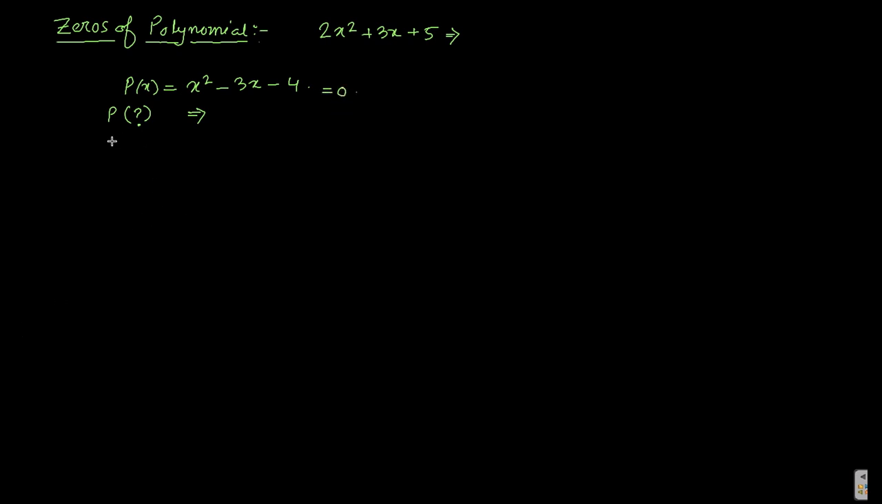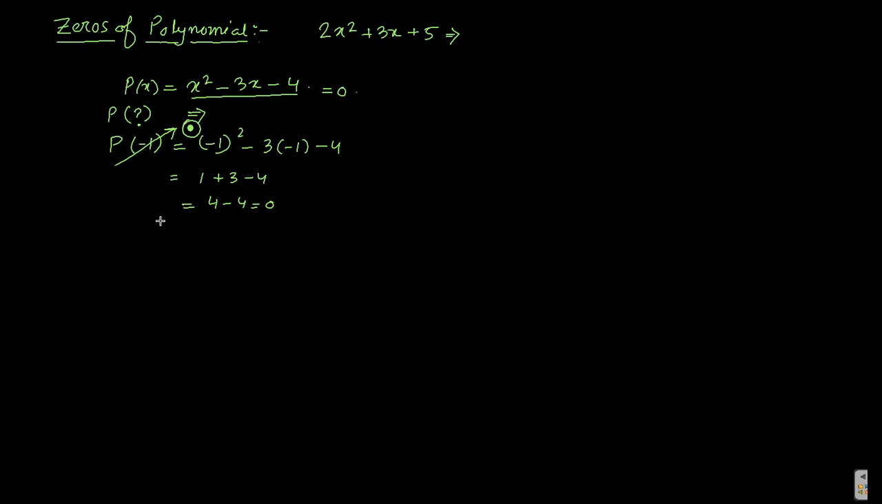If we make this expression in factorized form, then we get its solution. One of the solutions is, you can take p of minus 1, then it becomes minus 1 square minus 3 into minus 1 minus 4. That means 1 plus 3 minus 4, that is 4 minus 4 equals 0. It means that minus 1 is a zero of the polynomial.